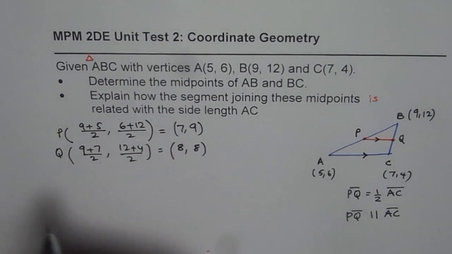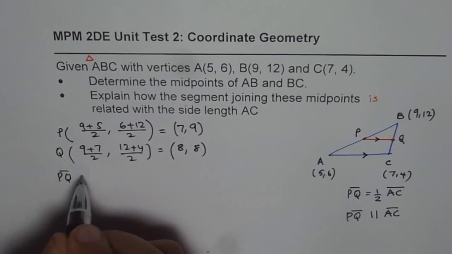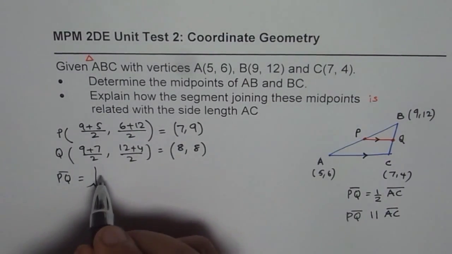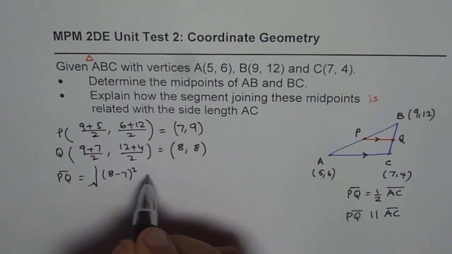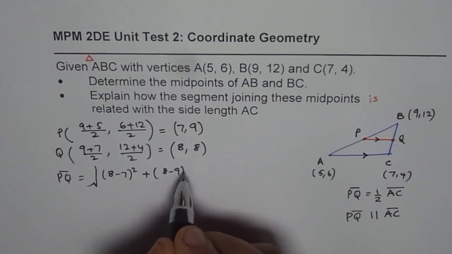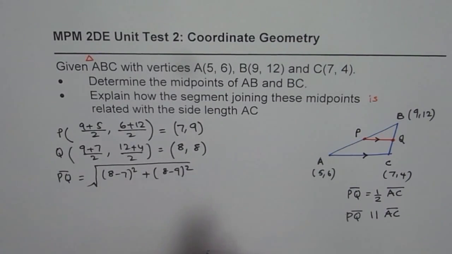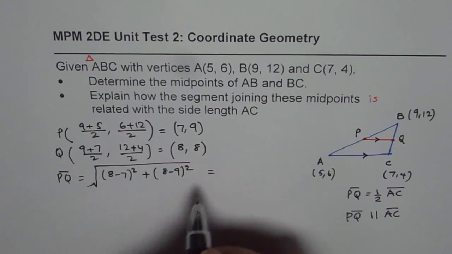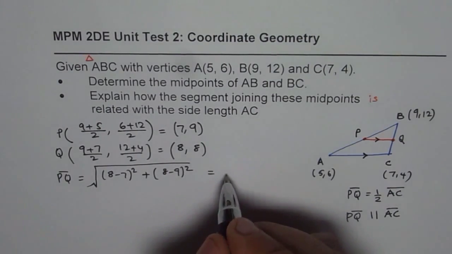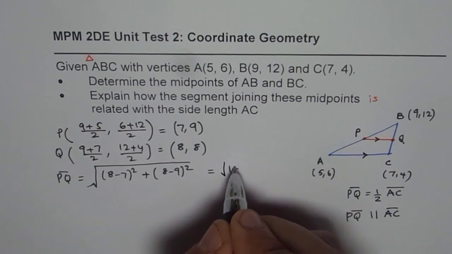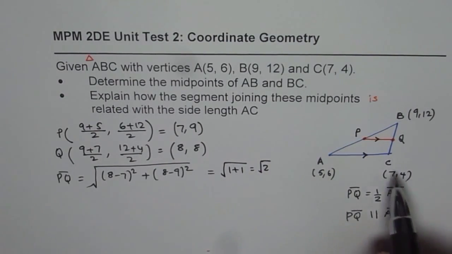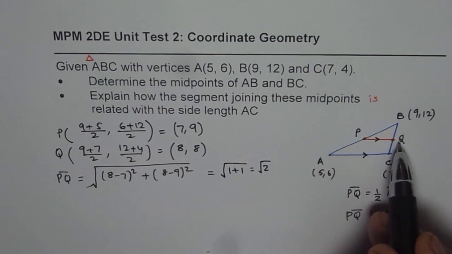Now we can find the distance PQ. So the distance is equal to the distance formula: difference of x, which is 8 minus 7 whole square, plus difference of y values, which is 8 minus 9 whole square, under the square root. And that is indeed equal to 1 square plus 1 square. So it is just the square root of 1 plus 1, which is square root of 2. So that is the distance between them.